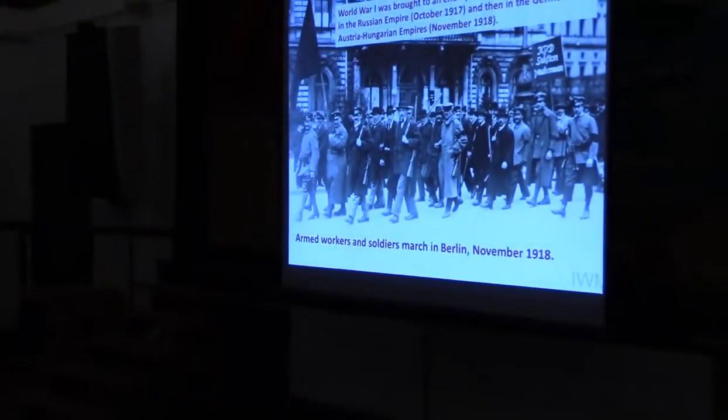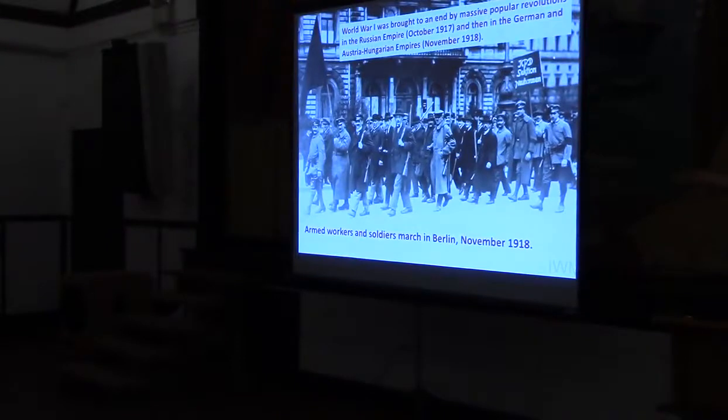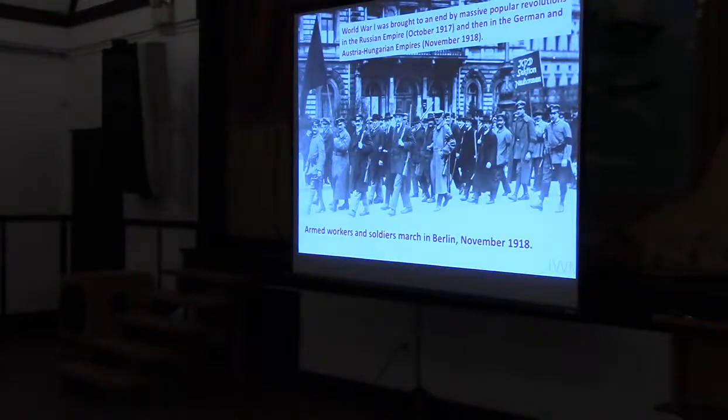It ended because the Russian Revolution overthrew the Tsarist regime in Russia, and then a year and a month later, in November 1918, beginning with a mutiny in the German Navy, a massive popular revolution overthrew the government in Germany and established a new republic and essentially brought the war to an end. The Austro-Hungarian Empire disintegrates into its different national components.